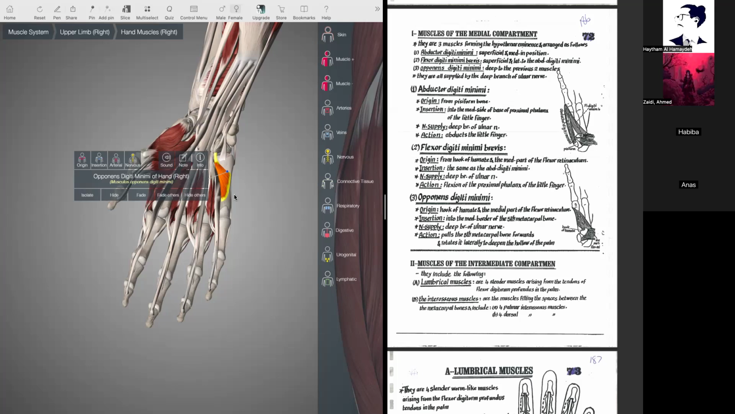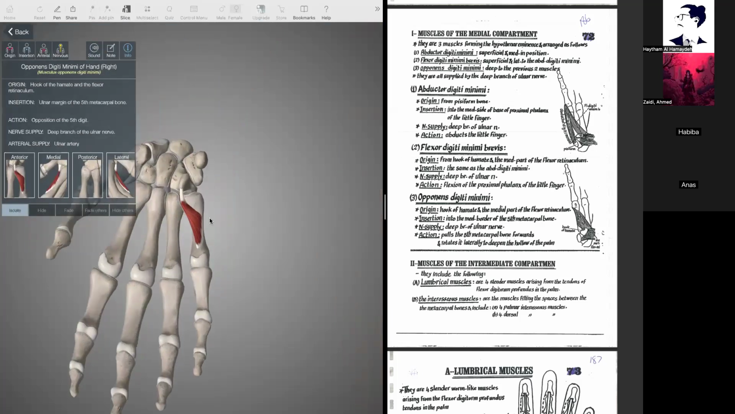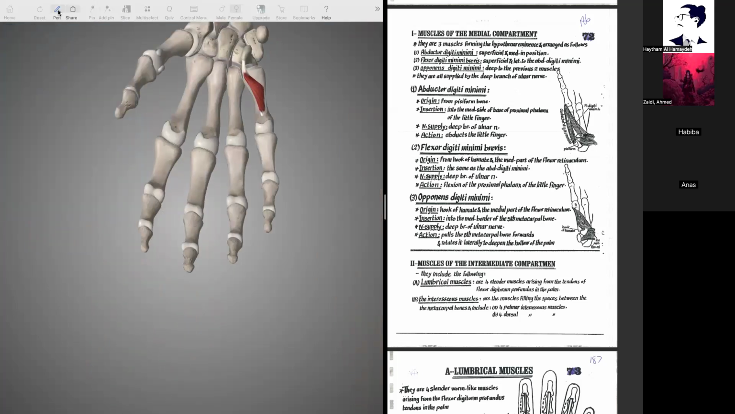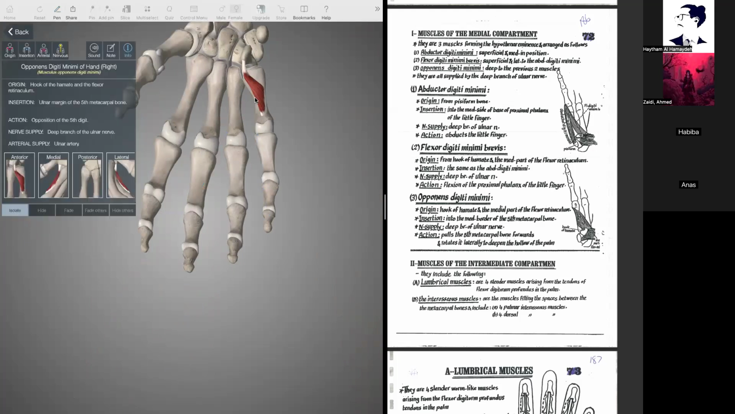It opposes the fingers. Okay, that's what it does. Oppose the fingers, not the small finger only. No, no, no, bro. A small finger only. This one. It can become here. It opposes them. Yes. Okay. Do you understand? Yes. Okay.